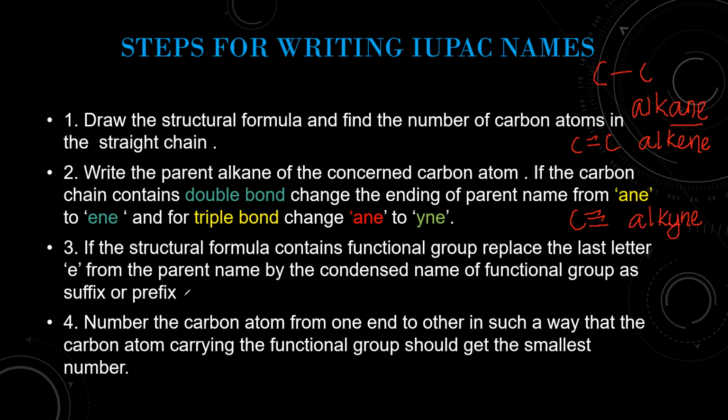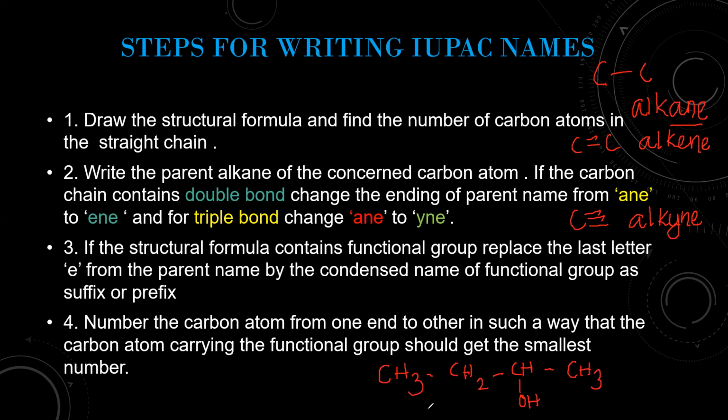The next step is number the carbon atoms from one end to the other in such a way that the carbon atom carrying the functional group should get the smallest number. Now, next step, we have to number the carbon atoms. For example, CH3, CH2, CH, OH, CH3.